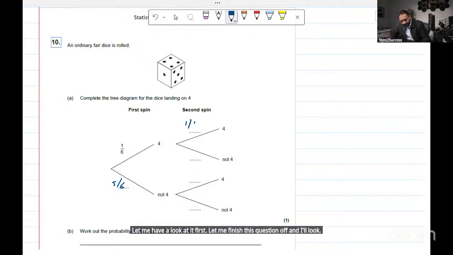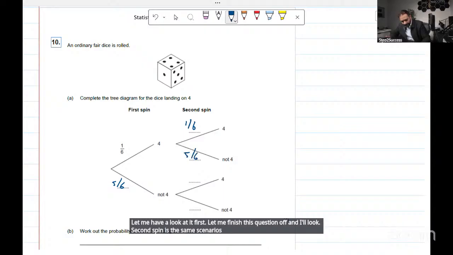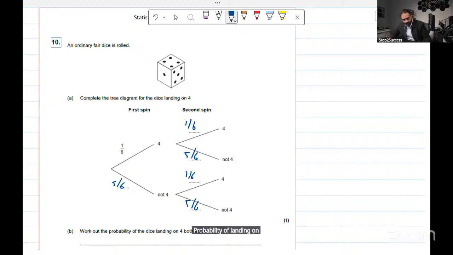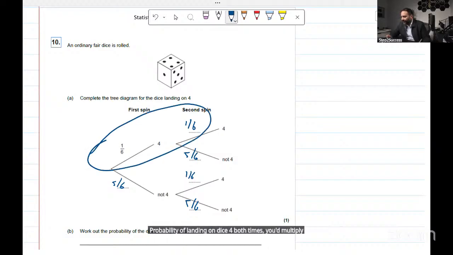Second spin is the same scenarios, so that and that, that and that. Probability of landing on dice 4 both times, you multiply those two together.